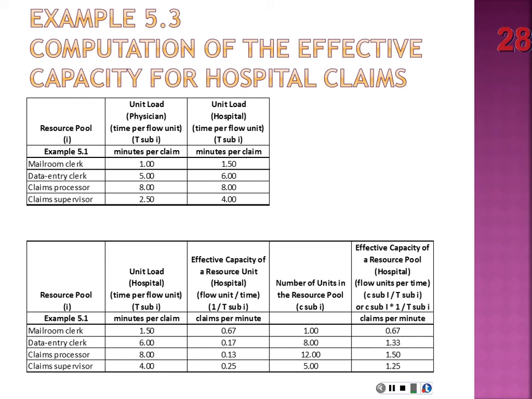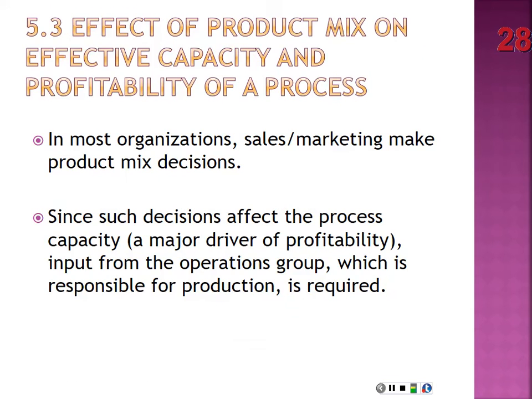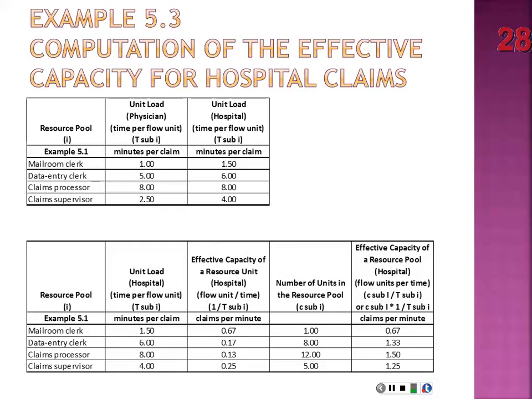I think I probably got ahead of myself in the explanation. Before, we were looking at the physician, and now we're going to look at the hospital. If we look at the hospital as just a single unit, you bring this information down, you take the inverse of it, you take the number of units in the resource pool, and then you get the effective capacity. So here's our unit load that's given to us, the inverse of it, the number of resources. The effective capacity of the resource unit times the number of resource units in the pool gives us the effective capacity of the resource pool for hospital claims. That's identical to what we did before.